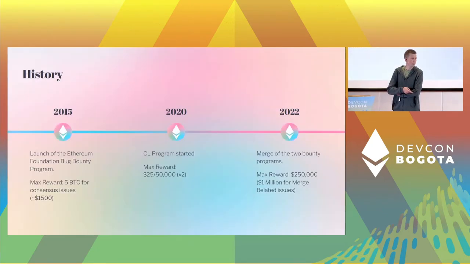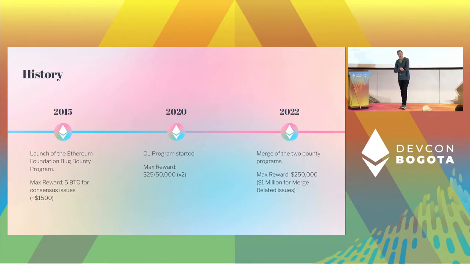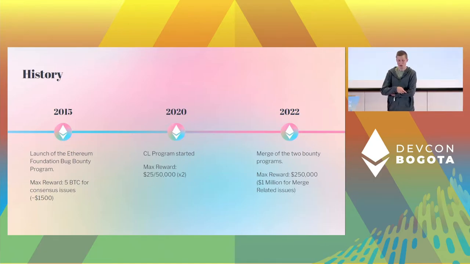So looking at the history, we can see that in 2015, we launched the first iteration of the bug bounty program. It had a very narrow scope, some execution layer clients, and the rewards were 5 BTC for a consensus issue, which today would be quite a lot, but back in the time, it was 1,500 bucks. Over the course of the years, this was increased, and in 2020, the consensus layer bug bounty program was introduced.